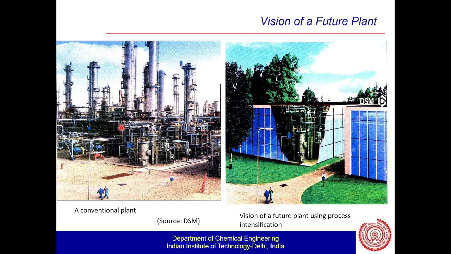Going to that of the conventional plant itself, so you know that this kind of plant exists in the conventional way. But one of the future aspects we want to have is basically make it much more compact, make it much more environment friendly. So this is actually a cartoon of how the future process plant may look like.